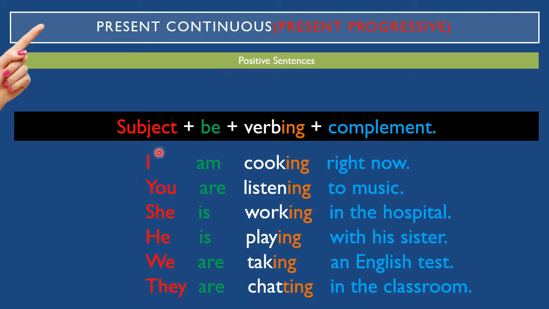So the subjects: I, you, she, he, we, and they. The verb be: am, are, is, is, are, and are. The verbs cook, listen, work, play, take, and shout with the ing form. And the complements: right now, to music, in the hospital, with his sister, an English test, and in the classroom. Remember, the complement is optional.